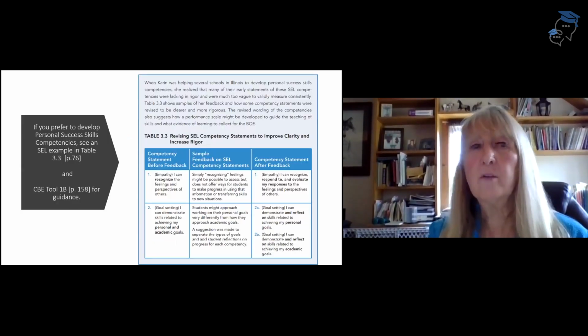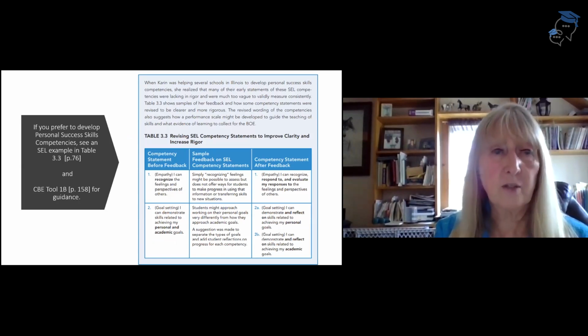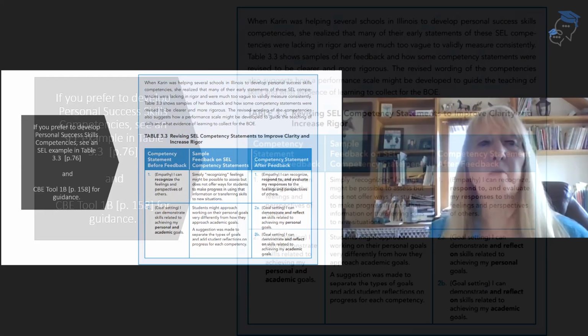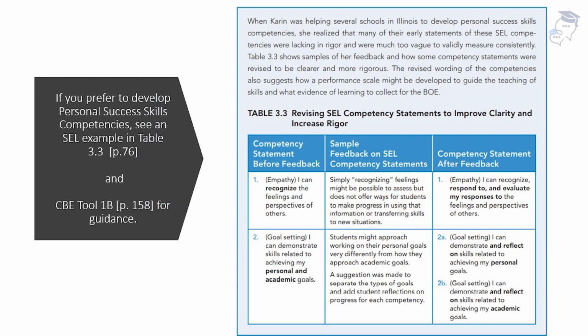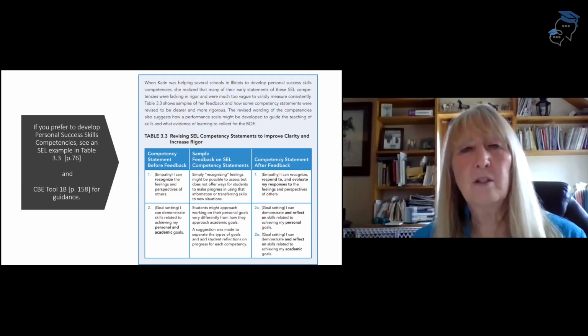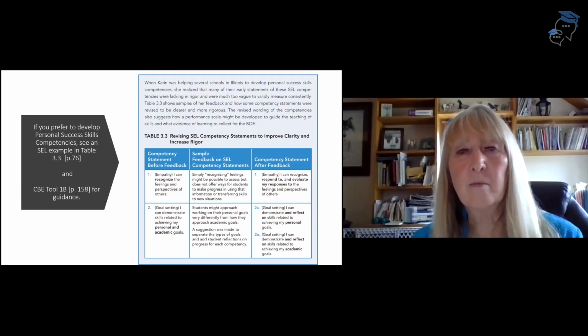If you prefer to work on personal success skills competencies, there's an example here from page 76 where I was giving feedback to a group of Chicago public schools who were working on their social and emotional learning competency statements. In the first column, before they got feedback, they had a competency statement about empathy. I can recognize feelings and perspectives. I read that and I thought, well, big deal. You can recognize it and that's it.